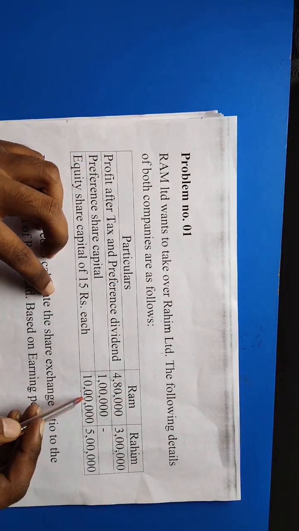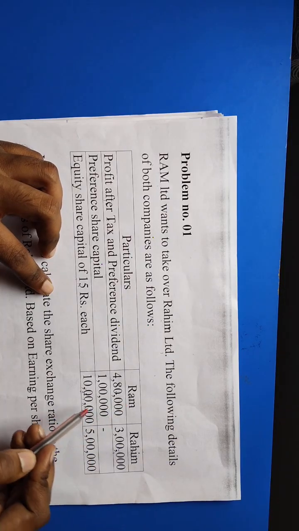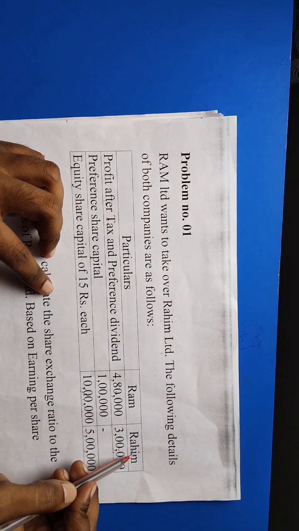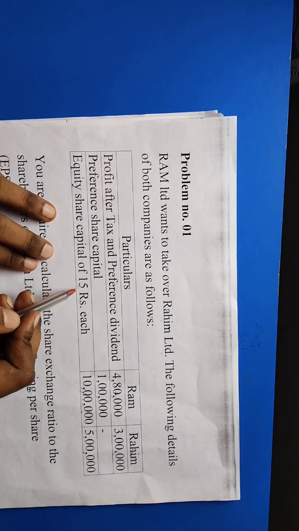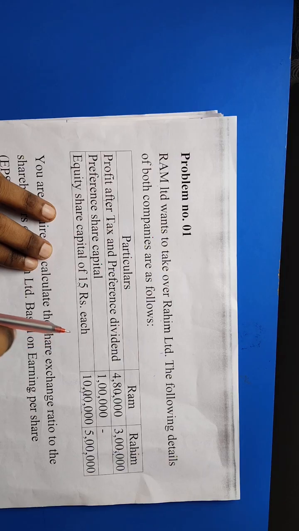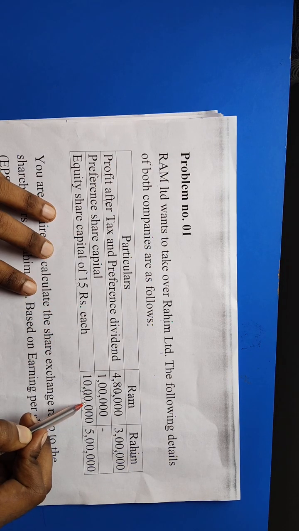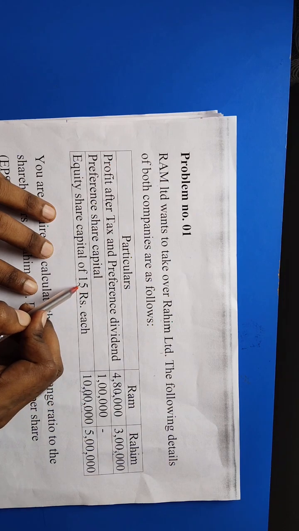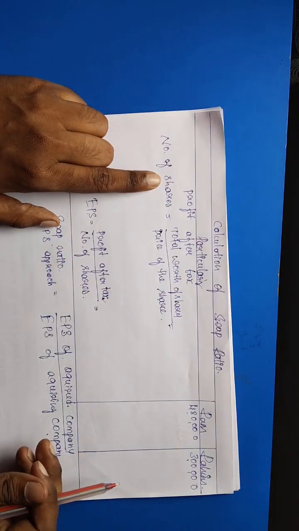So the total worth of the shares of Ram is 10 lakh and Rahim is 5 lakh. Ram is holding 10 lakh rupees worth of shares and Rahim is holding 5 lakh rupees worth of shares. Coming back to that particular spot, the value is 15 rupees. That means one individual share has a value of 15 rupees. Here the overall value is 10 lakh, so 10 lakh divided by the price of one individual share gives us the number of shares.